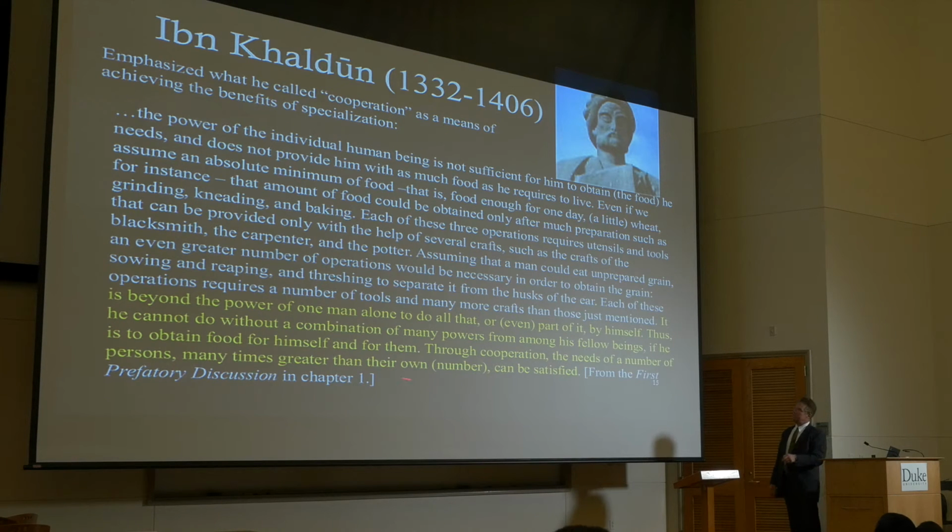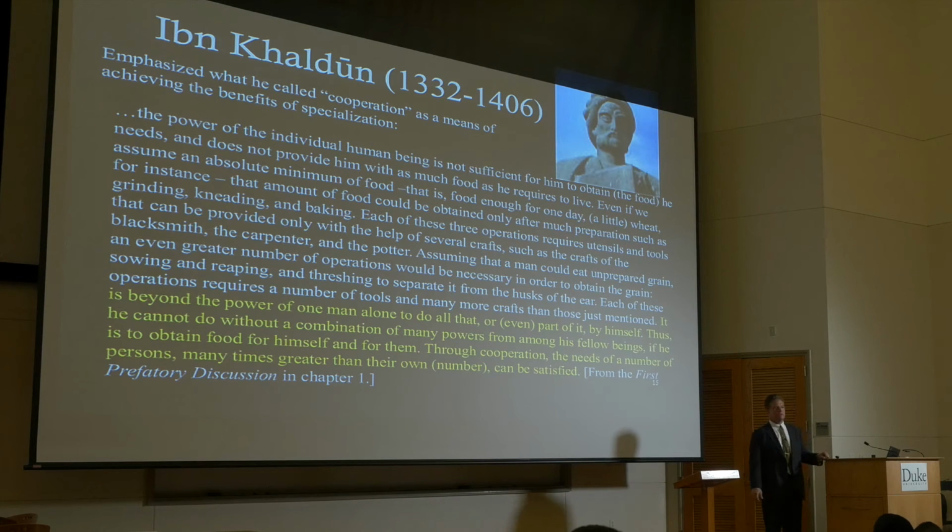What's interesting is he recognized the nonlinear part. So you have a number of persons, and they can satisfy the needs of a group many times greater than their own number. Five people can feed 100. Well, that means the 100 can be doing something else, and they may be doing something that benefits the 5. So there's cooperation without exchange.